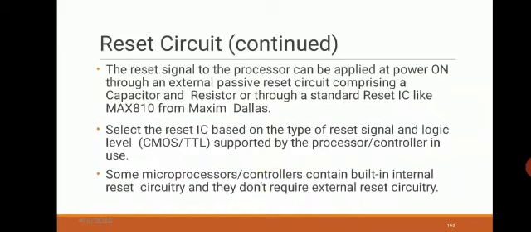Select the reset IC based on the type of reset signal and logic level supported by the processor or the controller, depending on whether it is TTL level or CMOS level, and whether it is active low or active high. Depending on all these parameters, we have to select the reset IC. Some processors or controllers contain a built-in internal reset circuit. They don't require any external reset circuit. As I said earlier, processors may have the reset circuitry on their chip, so sometimes it is not necessary to put any external reset circuit.